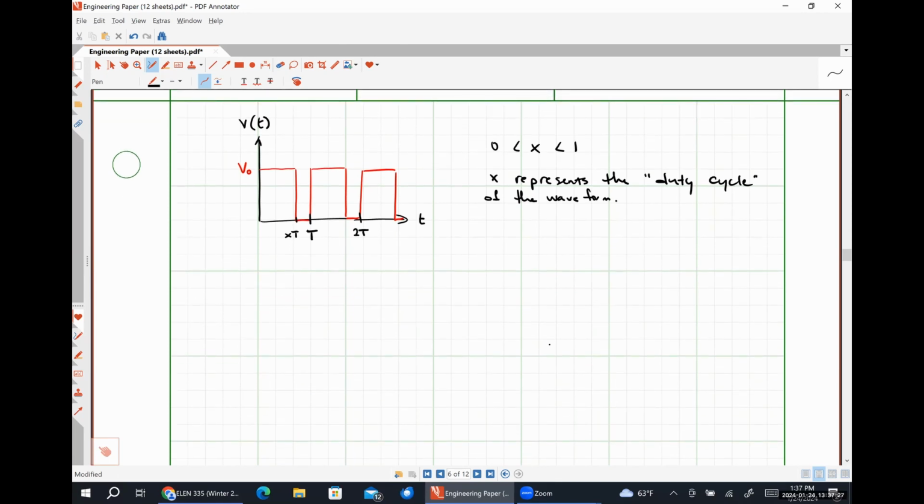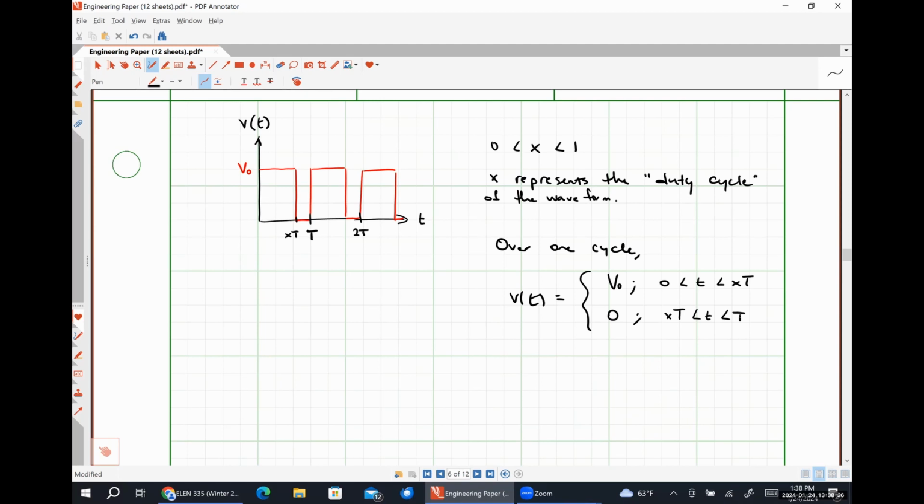So over one cycle, our voltage waveform could be written as V naught for 0 is less than t is less than x capital T. And then our voltage is 0 volts for x capital T is less than t is less than capital T. Anybody have any problem with how I've chosen to represent this signal as a piecewise function? Anybody unclear about what's going on?